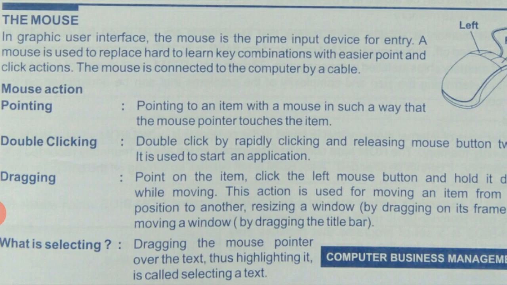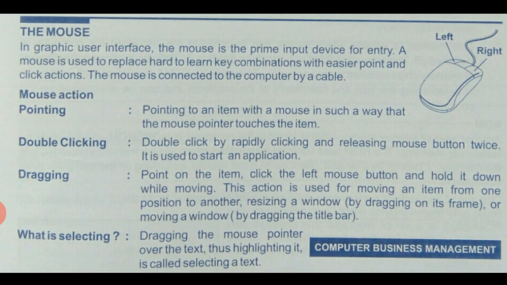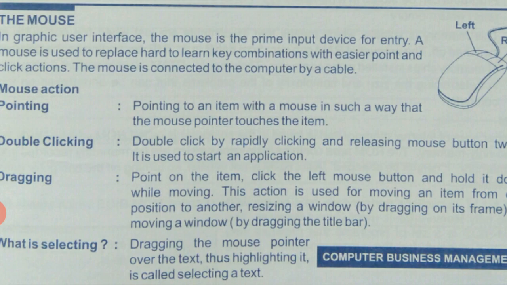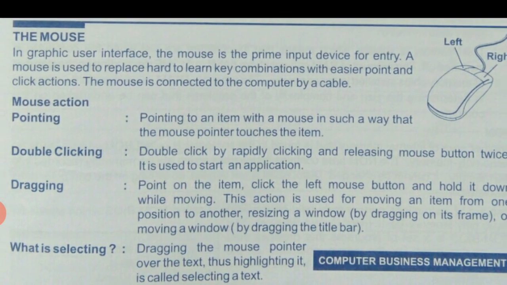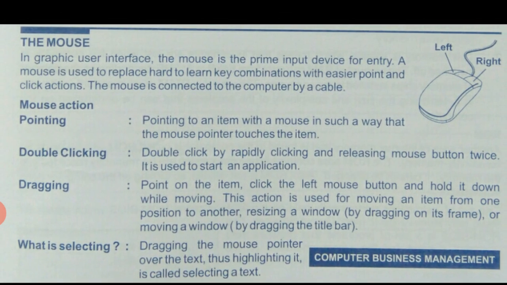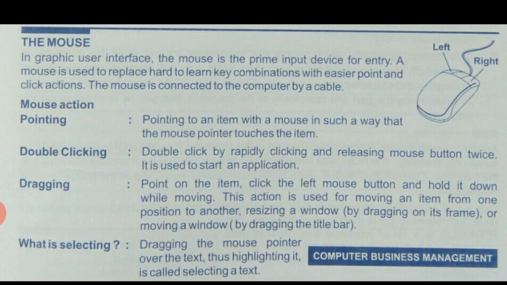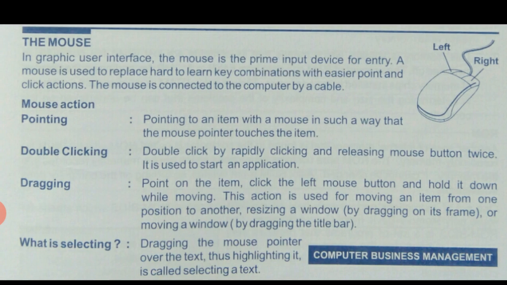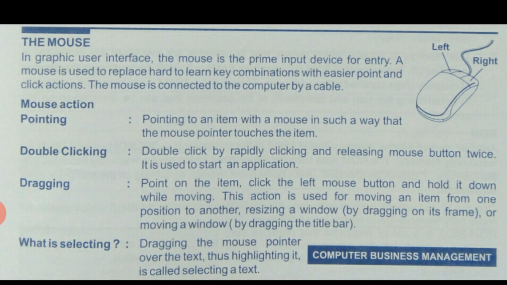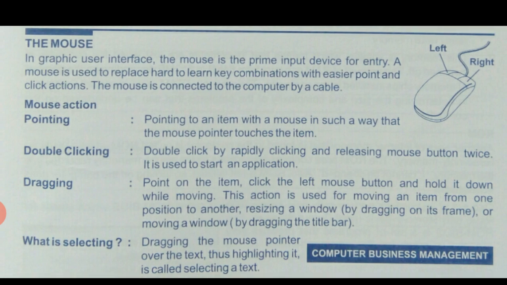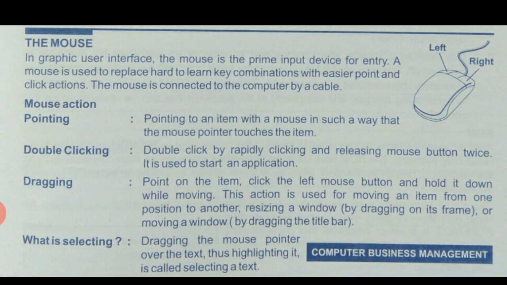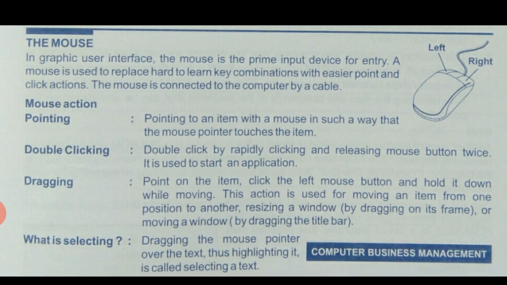Then mouse actions. Here are some actions they have given. First one, pointing. Pointing to an item with a mouse in such a way that the mouse pointer touches the item. Pointing means if you point out a particular place, you can simply move your mouse cursor to that particular place to click and open.